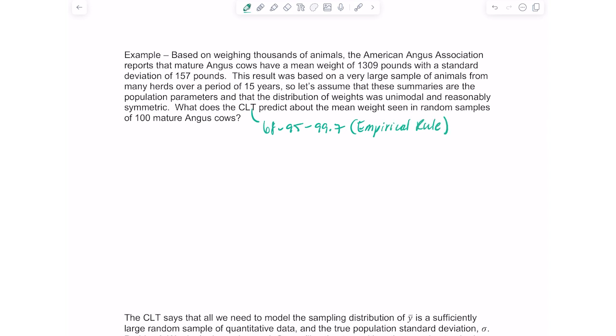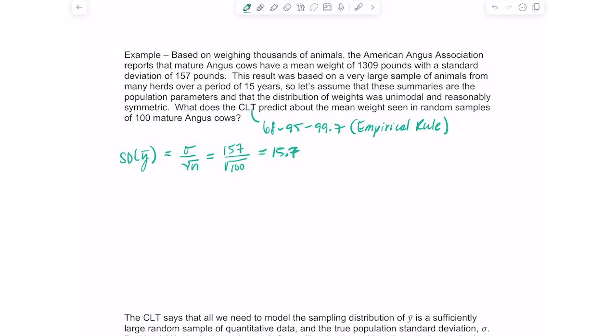So what that tells me is the standard deviation of my y-bar sampling distribution is calculated using sigma divided by the square root of n. So here I know that the standard deviation for the population is 157 and n is 100. That's my sample size. And if I divide them, I get 15.7. So that's the standard deviation of my sampling distribution. Okay, so what does that mean?